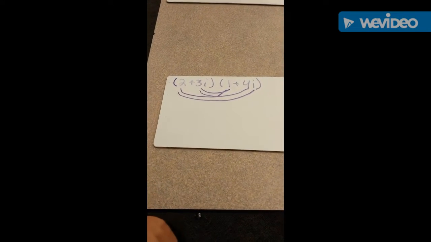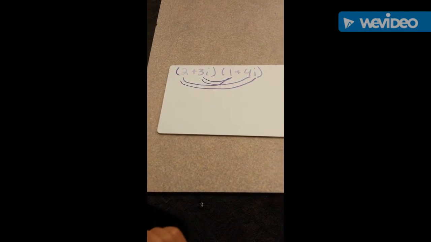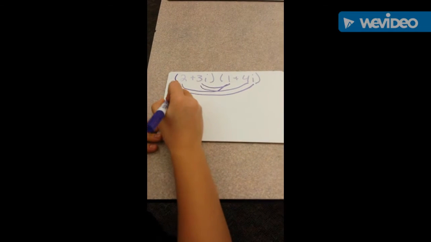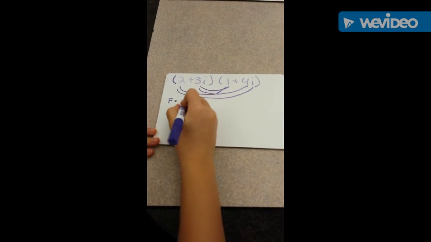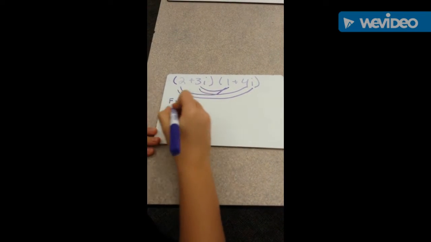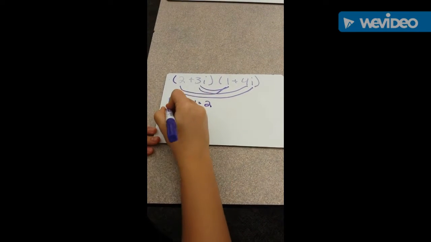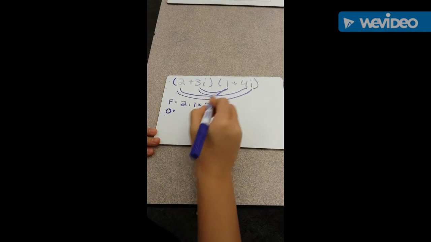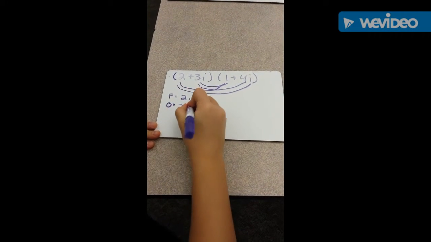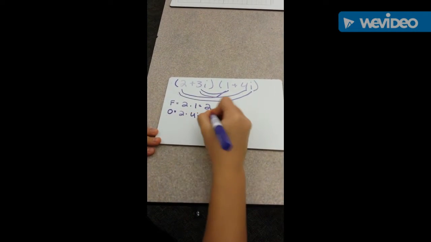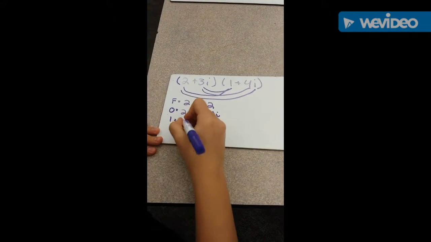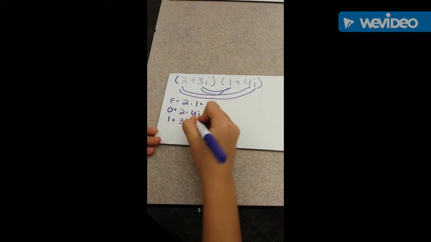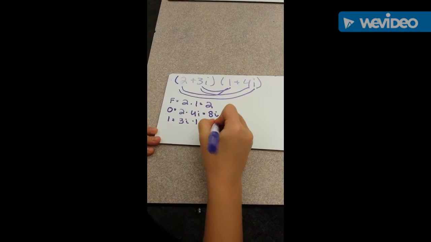We are now going to show you how to multiply complex numbers using the FOIL method. First, so 2 times 1, which equals 2. O, which is for outer, which is 2 times 4i, which is equal to 8i. I is inner, so 3i times 1 is equal to 3i.